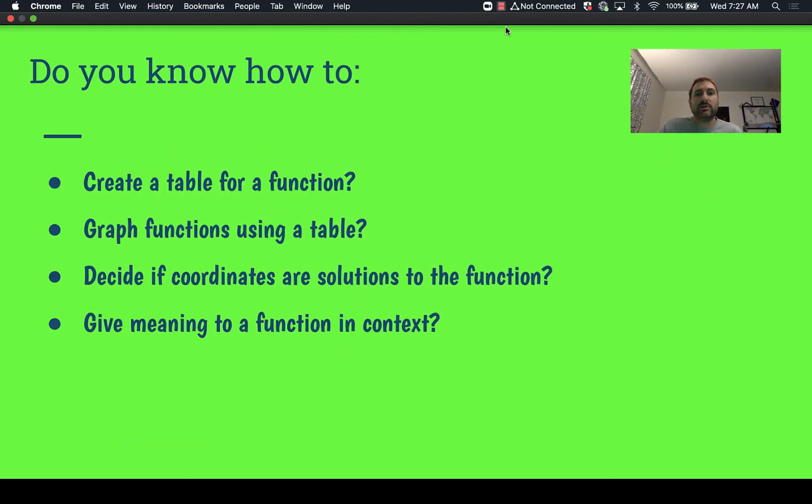So after this lesson, do you now know how to create a table for a function? Can you use that table to graph your function? Can you decide if coordinates are part of the solution? And can you give meaning in context behind the parts of our functions? If you're not confident with any of these things, go back and find the learning target about that specific thing. Rewatch that part of the video to help solidify your understanding. And that is the end of lesson 4 on Introduction to Graphing Functions.